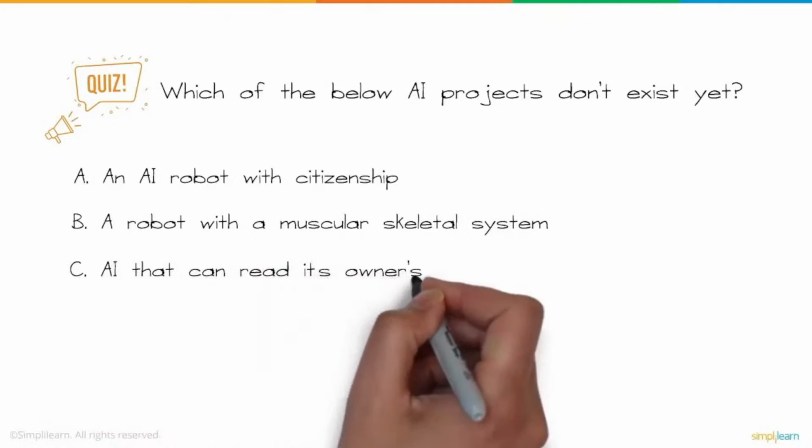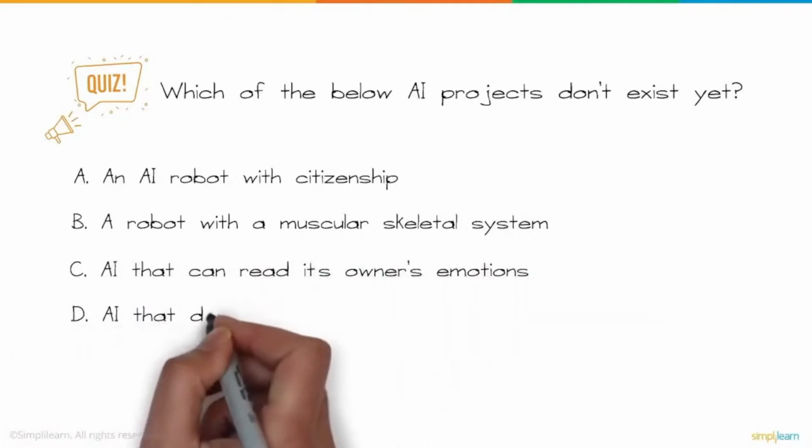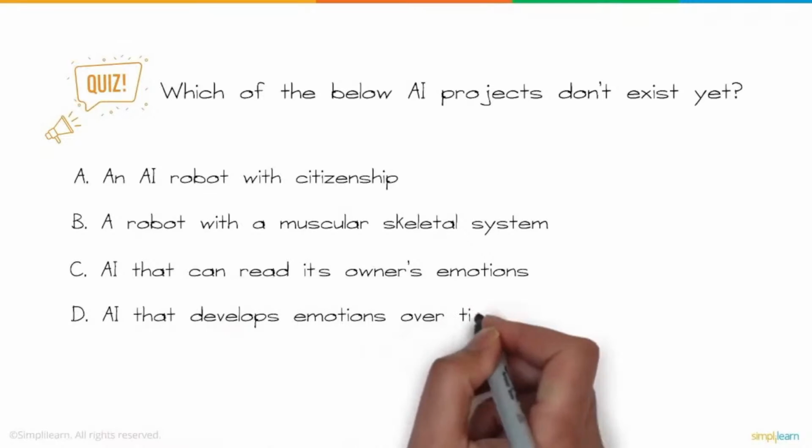AI that can read its owner's emotions. D. AI that develops emotions over time.